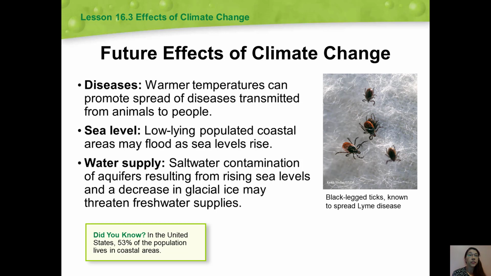Sea level. As the oceans become warmer and polar ice keeps melting, sea level will continue to rise. People in the Maldives and other coastal areas worldwide are concerned about what will happen. Eventually in the United States, 53% of the population lives in coastal areas. Many people may need to find new places to live.